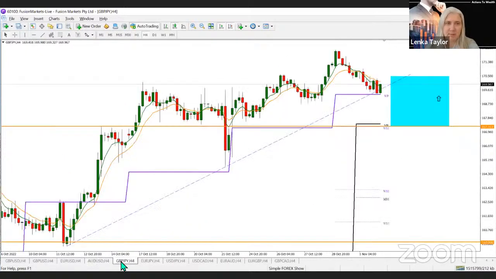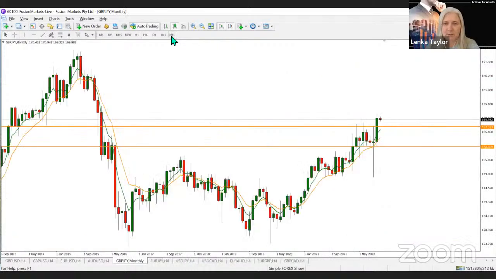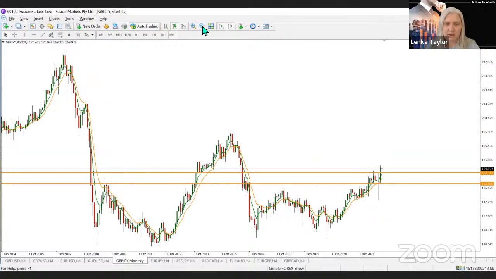Next currency pair I'm looking at is GBP/JPY. And here I'm looking for long opportunities. So on the monthly, we've had the price close above that previous level of support there.